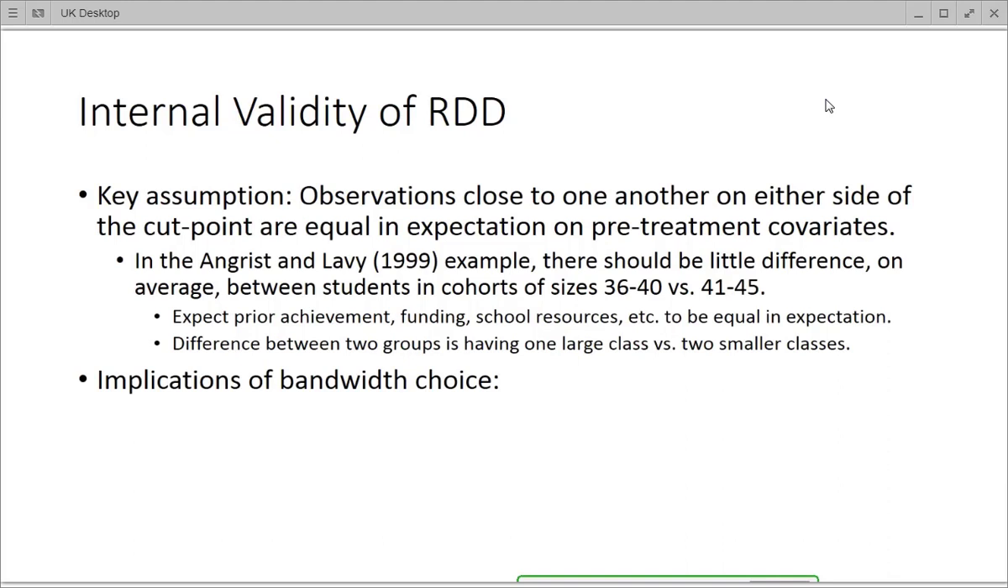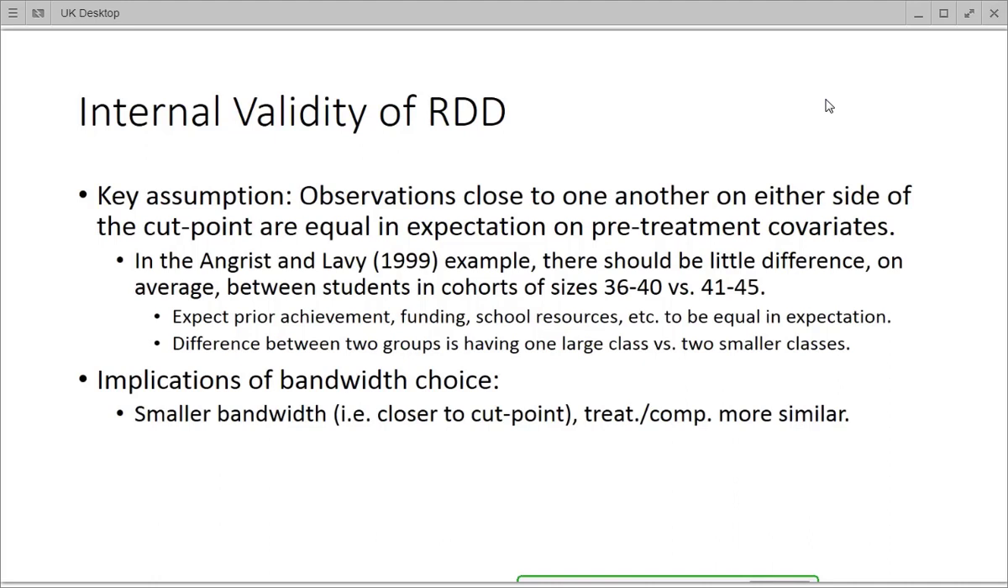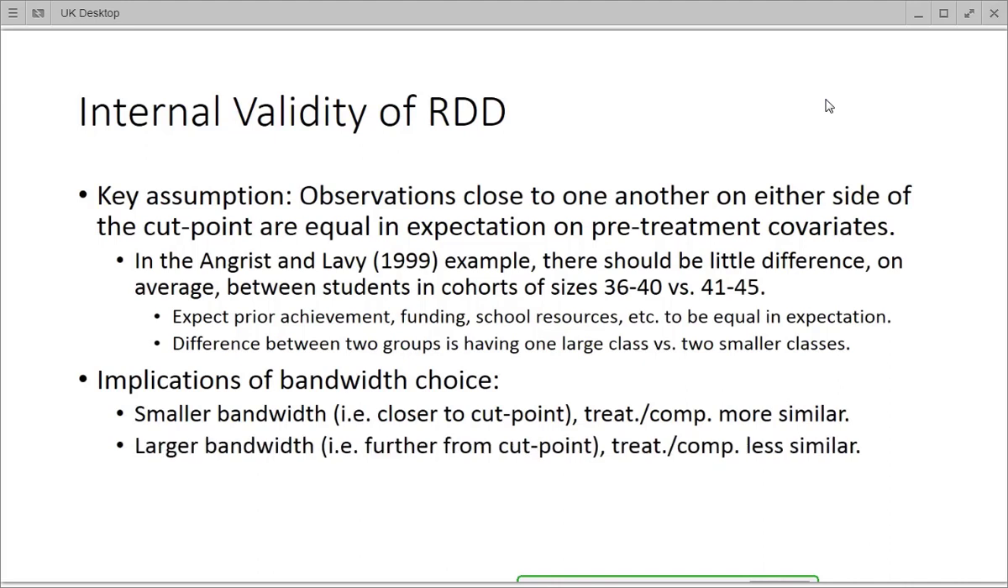There are implications of the bandwidth choice, certainly, on internal validity. The smaller the bandwidth that we look at, the more similar those cohorts of similar size should be to one another than if we extend the bandwidth out. Dr. Jensen's sort of gotten at an example of that already. A school that has incoming cohorts of size 30 is probably going to start to look a lot different from a school that has an incoming cohort size of 50.